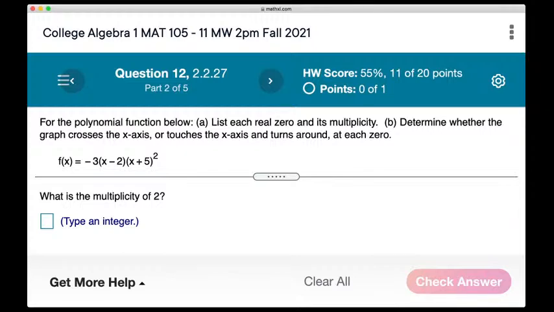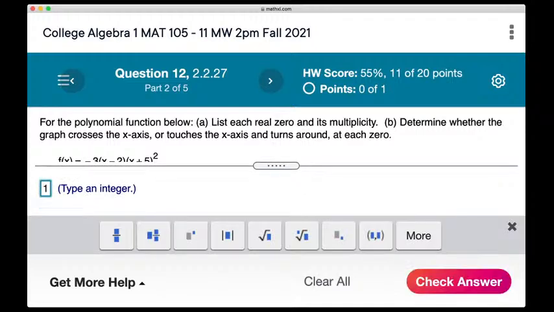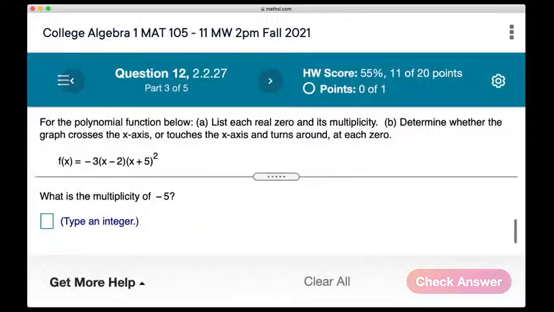The multiplicity comes from the exponent on the binomial. For this x minus 2, because there's no number written, there's an implied 1, so the multiplicity is 1. And the multiplicity of -5 comes from here. Because of the squared, the multiplicity is 2.